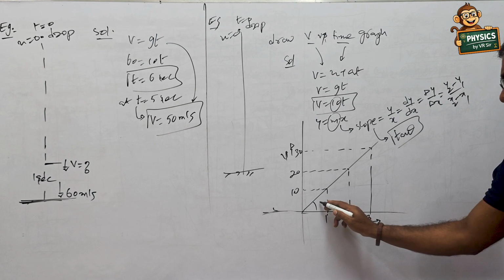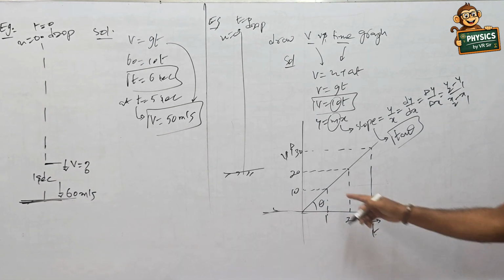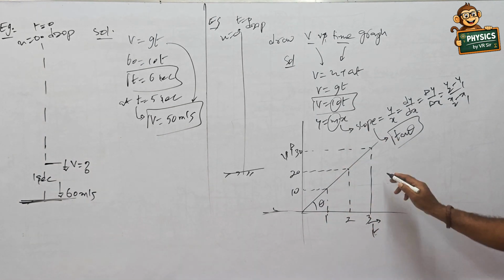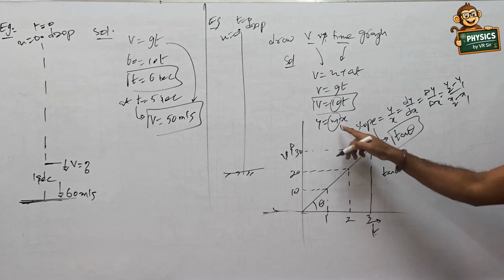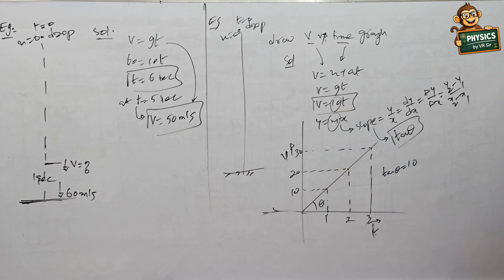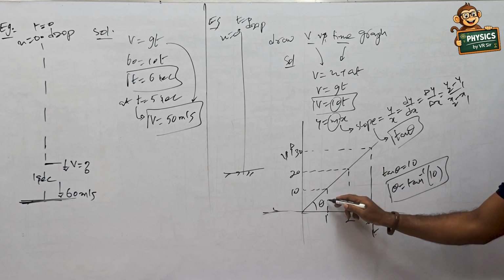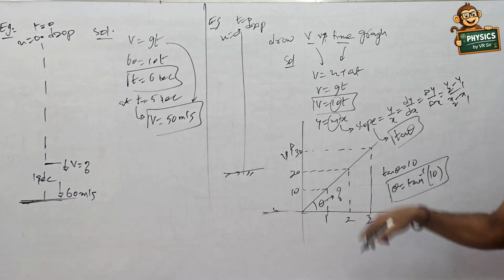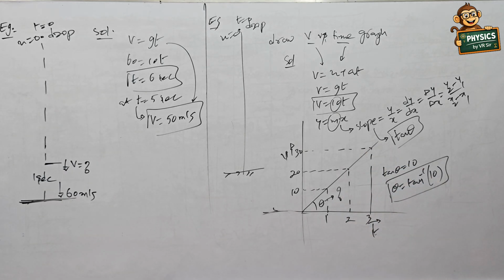So whenever they ask us, if this is theta for this particular graph, then please remember tan theta is equal to slope, which is nothing but 10. Then what about theta? Theta is equal to tan inverse of 10. And this is one more question they can ask us from this graph. Hope it's clear to you.